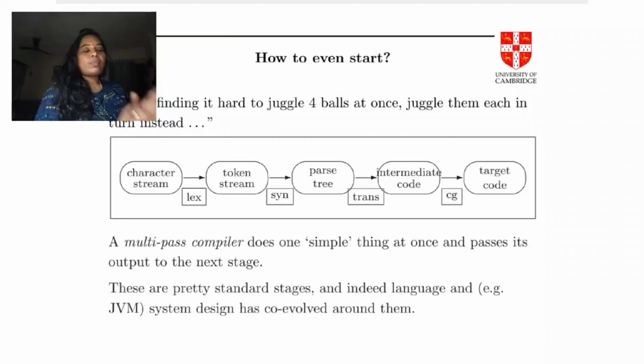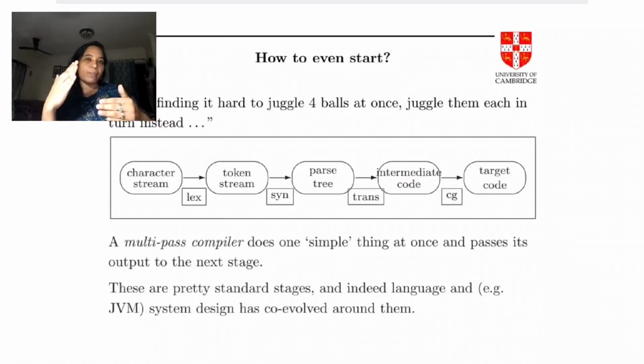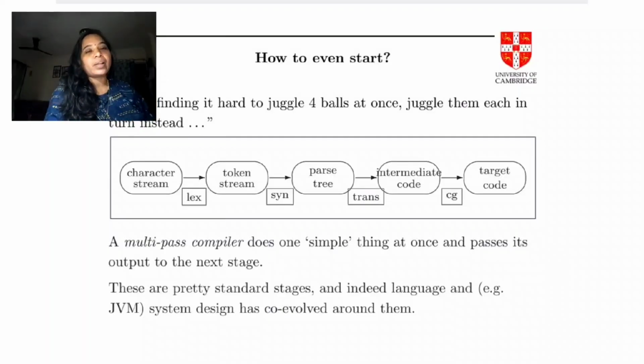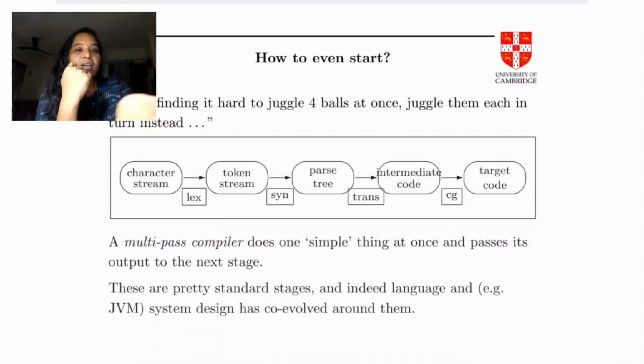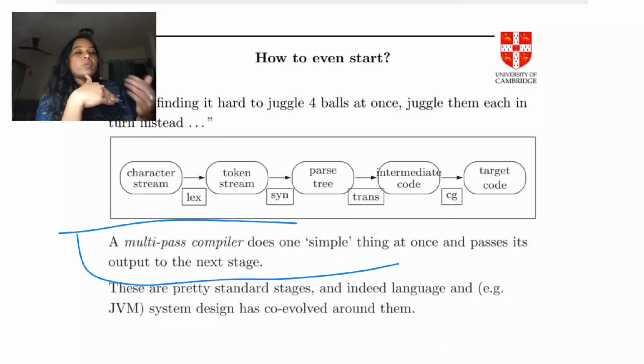So now the program is ready in Java code. It's going to compile. Now I'm going to check my program, whether it has bugs or not. That is the compiler's work. So a multi-pass compiler does one simple thing: it passes the output to the next stage. Here you can see this example. We can use a multi-pass compiler.